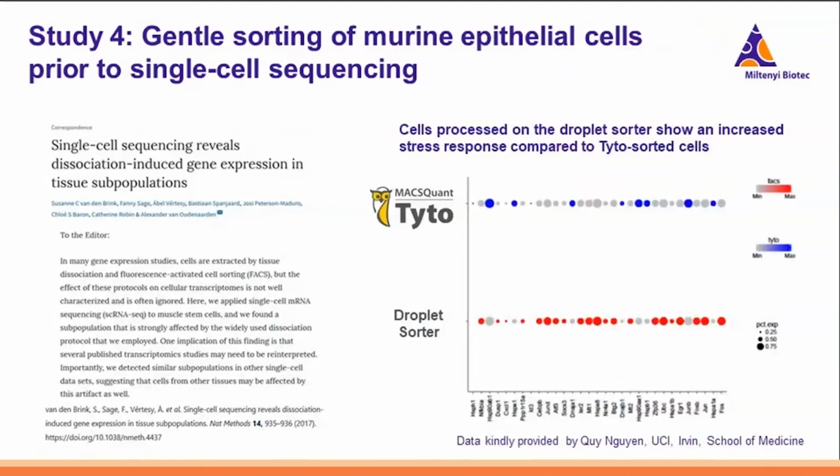And in the last study that I want to show you, this was actually performed by Qui Nguyen from UCI. In his study, Qui was interested in analyzing the effect of flow cytometric cell sorting on his target cells, which were murine epithelial cells from mammary gland. So first, we analyzed the expression of some stress genes, taking the panel that was published in the publication that you see on the left side. And he compared the expression of these stress-related genes on cells sorted either with a common droplet sorter or with a Tyto. And what he observed was that droplet sorting increased some stress responses in the cells compared to Tyto sorted cells.